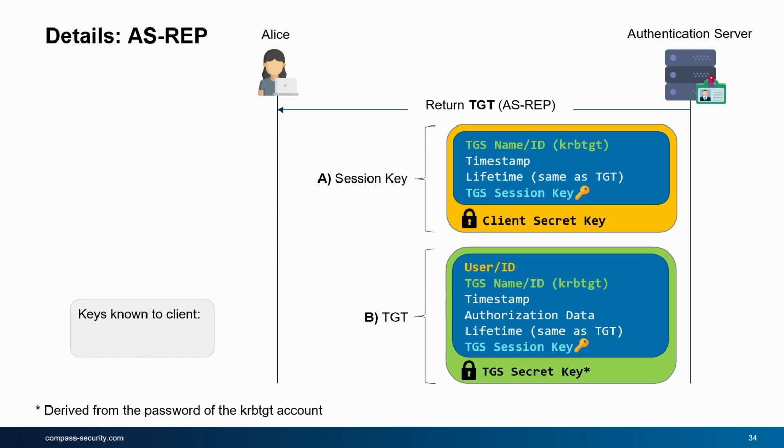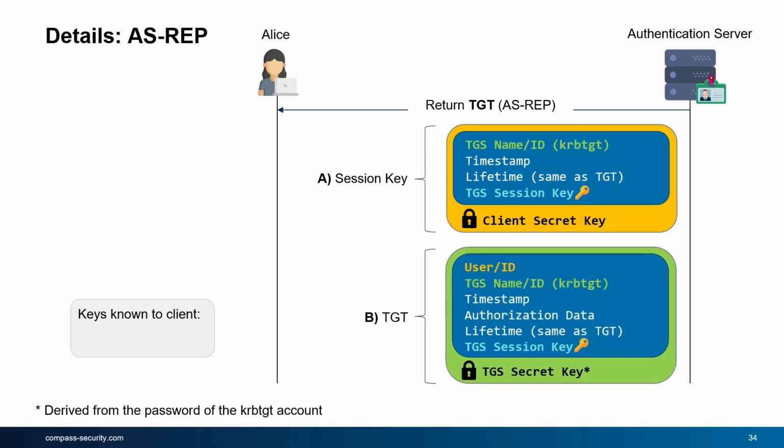We have some readable information in there, but most of the ticket is encrypted with the secret key of the target of this ticket. Then the target, the recipient of this ticket, eventually will be the TGS, so the ticket granting service, which is operated by the krbtgt account. So this part of the message is encrypted with the secret key of the TGS service.